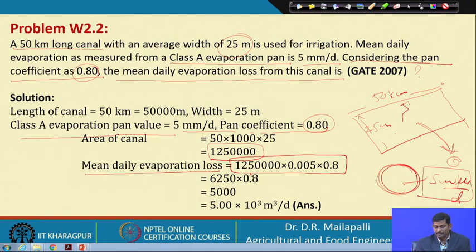This portion will give the lake evaporation: pan evaporation multiplied by the 0.8 coefficient gives lake evaporation, that is, the nearby water body evaporation. This is the depth and this is the area, so you get the volume. This is the volume per day. Daily you have to release this much water in order to meet the irrigation requirement of the crop.